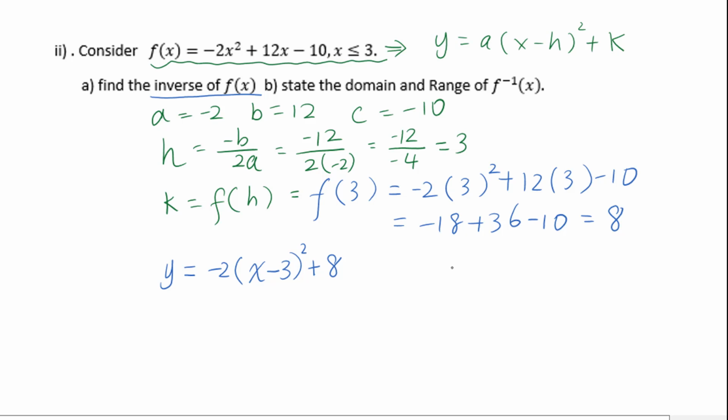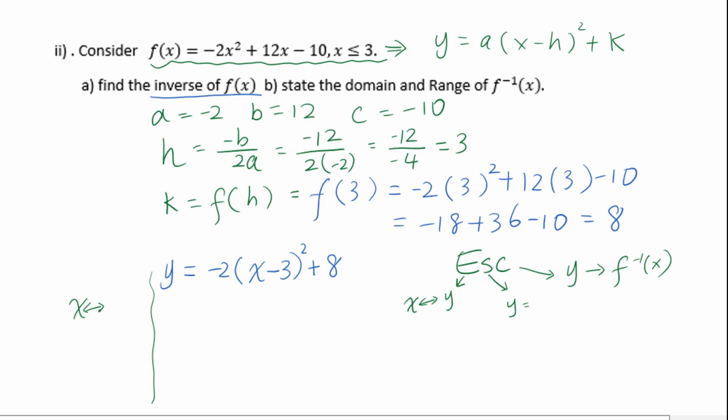For the inverse of f of x, use the acronym to remember: exchange x, y. Then solve for y. Then you change y into the inverse function symbol. First step, switch x, y. You will get x equals negative 2 times (y minus 3) squared plus 8. The domain is given here, x less than or equal to 3.